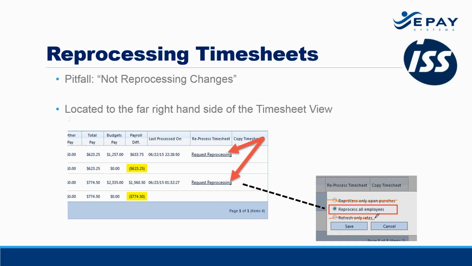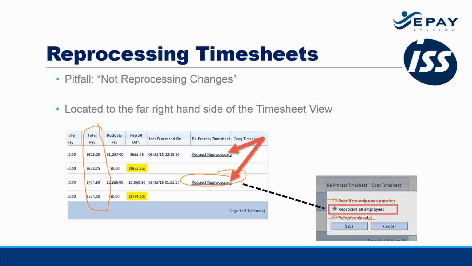So, reprocess all employees. What it does is the system not only refreshes rates, not only does it reprocess those open punches, but it also makes sure that all the rules, any pay rules that may have changed, if we've changed a shift differential, or an OT rule, or anything that affects this employee, the system automatically goes out there, picks it up, and reprocesses it. Now this ensures that back on the actual timesheet view, you have the proper total pay. Further down the left, you'll have some other pays and total hours and all that good stuff. All of that is accurate now because we've run that request reprocessing option.